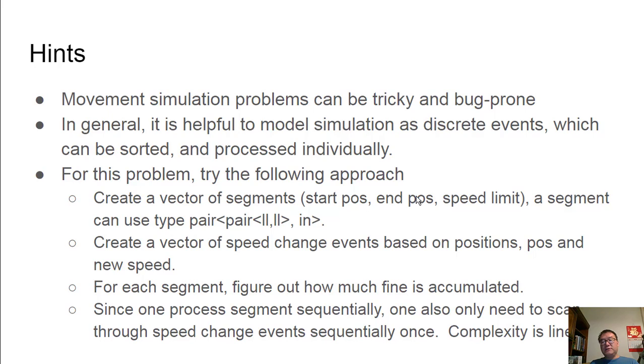In each segment, there might be a speed change event in the middle, or there may be more than one in the middle, or there may be zero. So your code should be able to handle all of that. The complexity should be linear after you sort them. Sorting is n log n, but after it's sorted, the complexity should be linear.